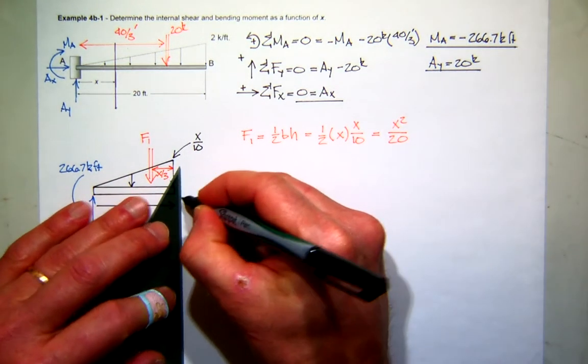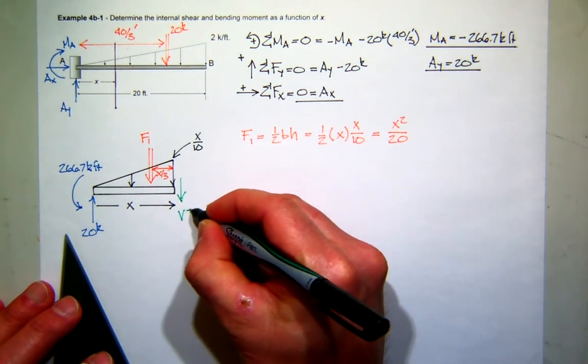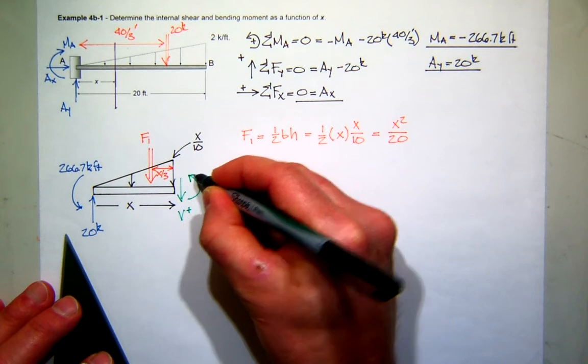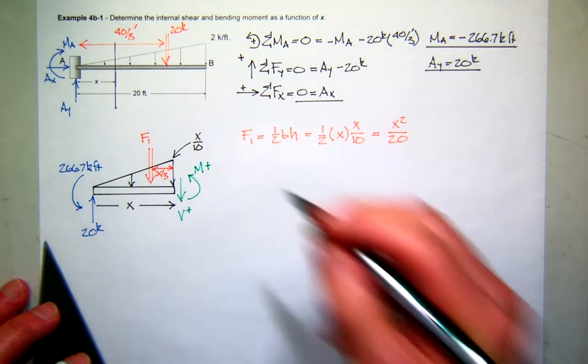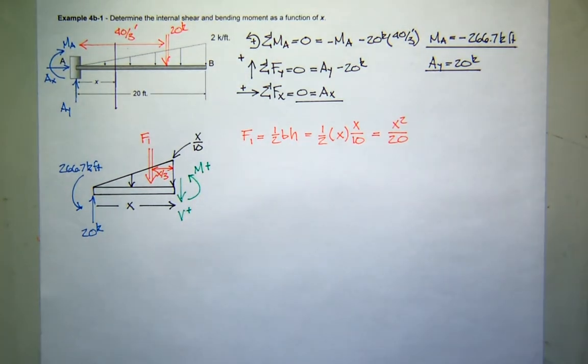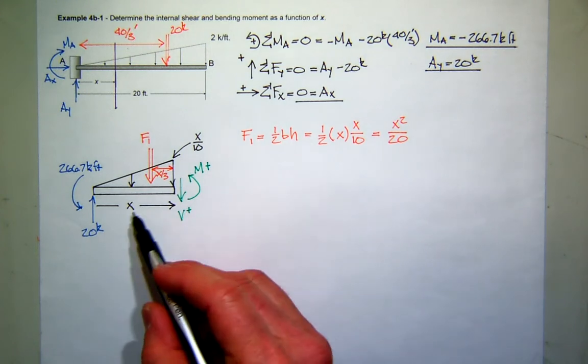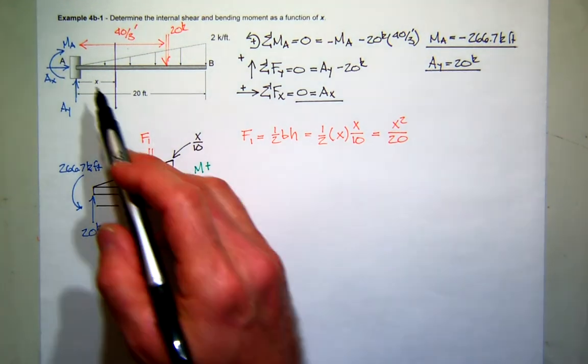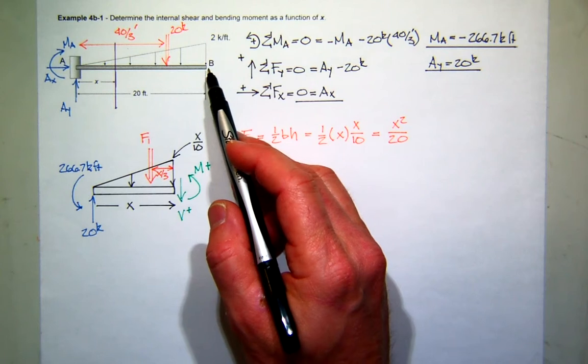On the cut, I have my positive shear force and my positive bending moment. So that seems to be my complete free body diagram. And it's valid for any value of x that I choose between 0 and 20.